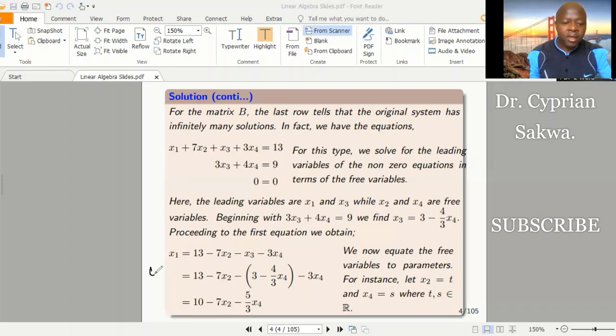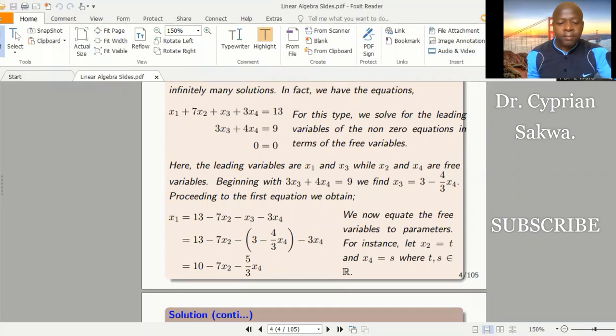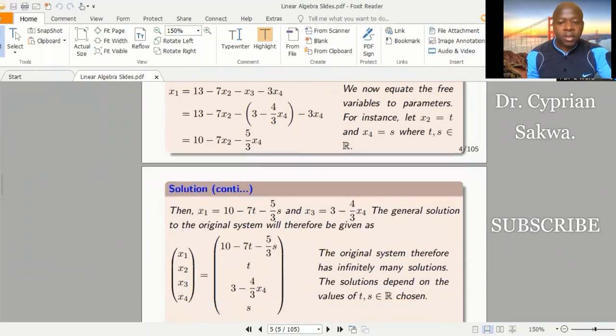So supposing I have t as 1 and s as 1, I would have one set of solutions. Another person would take t to be 2 and s to be 7. That will give us another, different solution. Another one still will take t to be negative 10, and another one s to be 1,000. So you see, we are not limited in our choices. So we can have as many solutions as possible. And that is why we say that this kind of system, where we have 0, 0, 0, 0 equals 0 in the last row, has infinitely many solutions. So this is my solution, the general solution to that system.